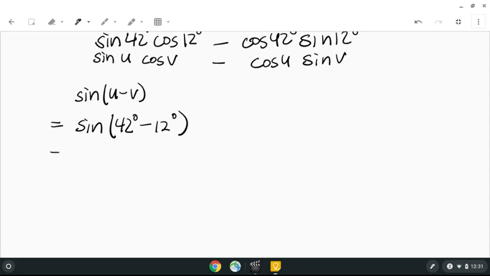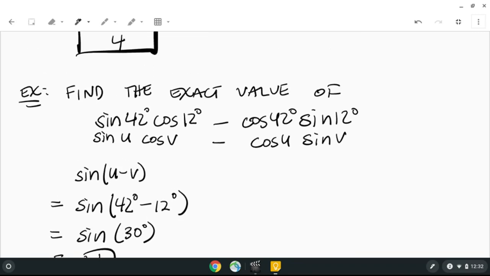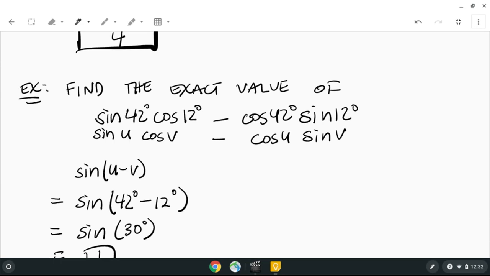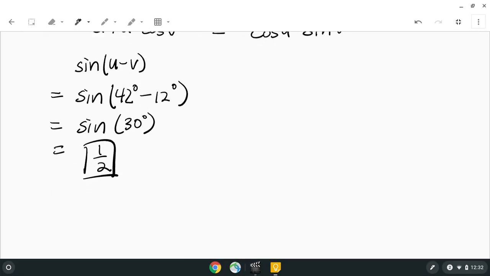There we go. All right, so this is going to be sine of 30 degrees, and we do have that one memorized. That one is 1/2. Okay, so that's how you approach these problems. You'll recognize them because they have this sort of sine, cosine, cosine, sine, or some form of that. So all you have to do is match them up.